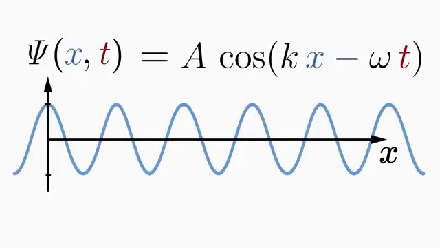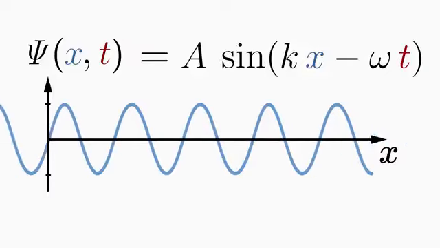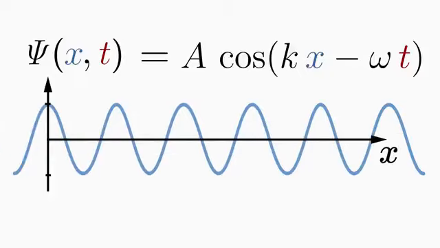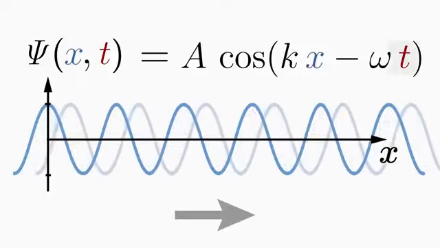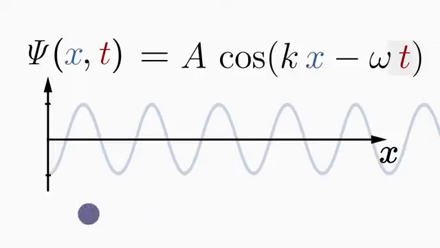a times cosine(kx minus omega t). It doesn't matter whether you express the plane wave with sine or cosine function. You might as well have used sine. When time t advances, the wave moves in the positive x direction, just like our considered particle.